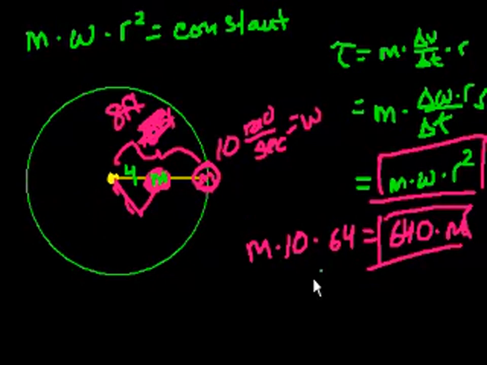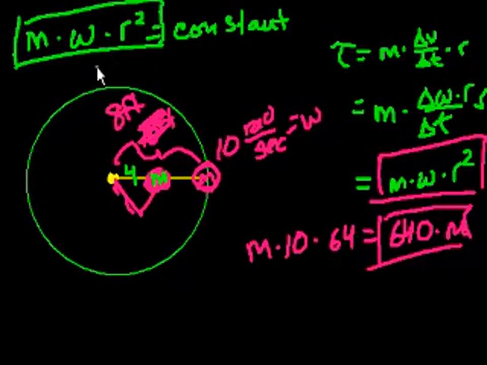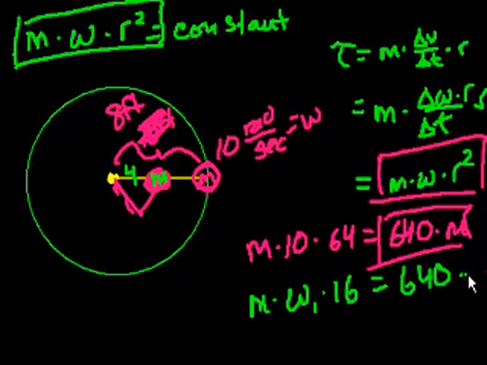Well, let's think about it. Its angular momentum won't change. This is a constant, which is its angular momentum. That won't change. So we now know that the mass times the new angular velocity, W1, times the new distance squared, times 16, is also going to be equal to 640 m. Right? The angular momentum doesn't change. Let's cross out m from both sides, and then divide both sides by 16. We now have that W1 is equal to, 16 goes into 640.